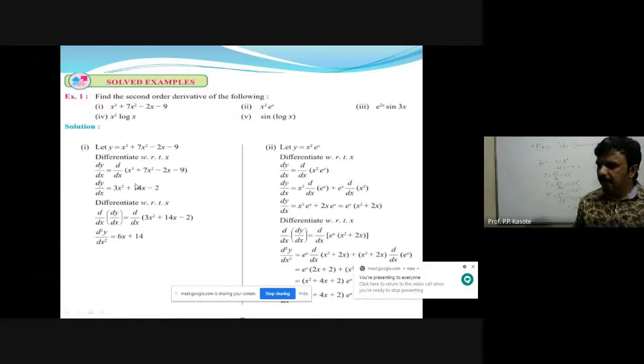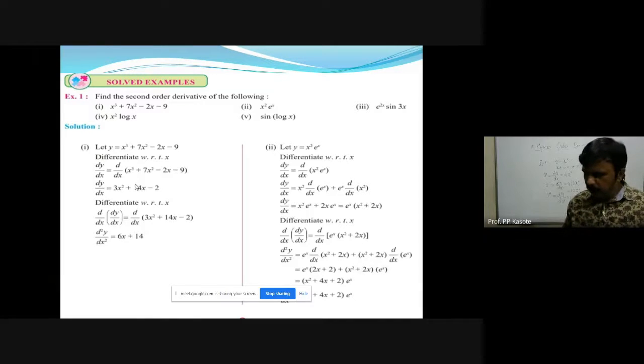Find the second order derivative of the following. You can see that you are just asked to find the second derivative of the function. Okay, you are asked to differentiate the function twice, that is first order derivative and second order derivative. And you can observe that there are 5 examples in front of us. So let us see one by one.